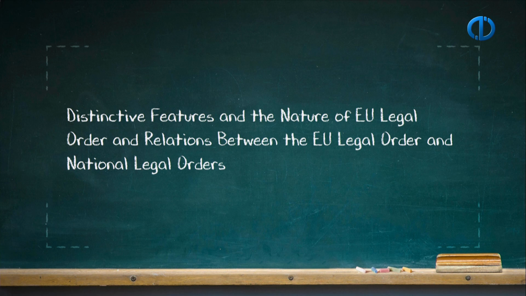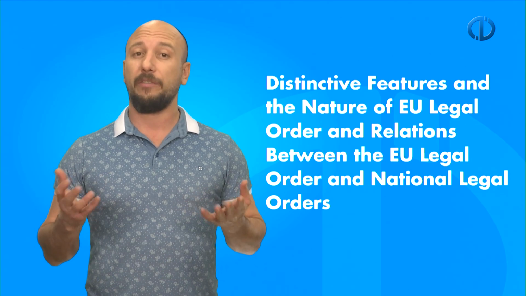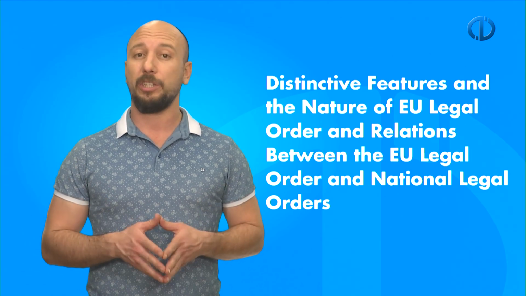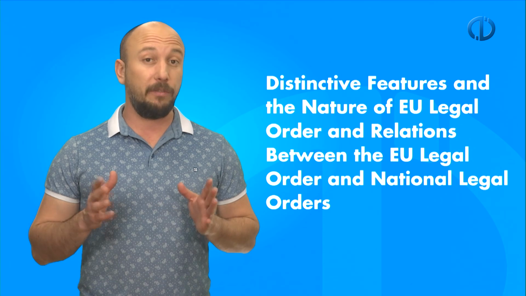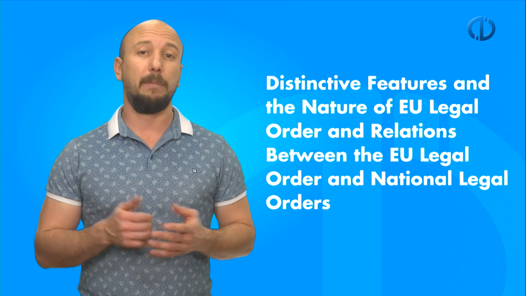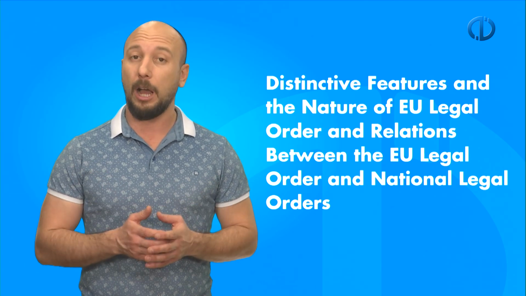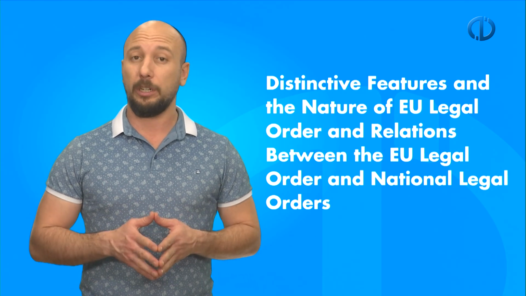Our last topic for today is the distinctive features and the nature of EU legal order and relations between the EU legal order and national legal orders. The European Union constitutes a new legal order which is based on international law and contains features of national laws of its member states and still exhibits fundamentally different qualities from both. This feature of European Union law is particularly apparent from the mechanism designed for the implementation and enforcement of such law and the rights and the role conferred on the individuals thereof in the national legal orders of its member states.